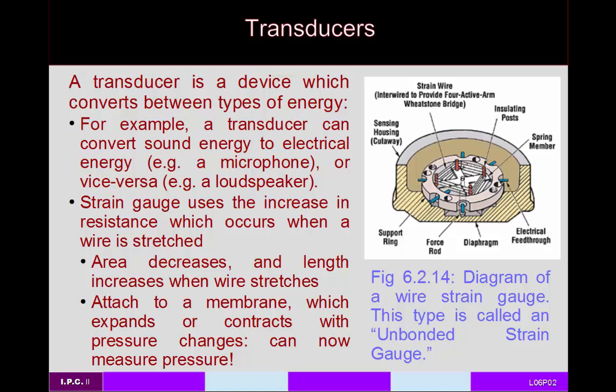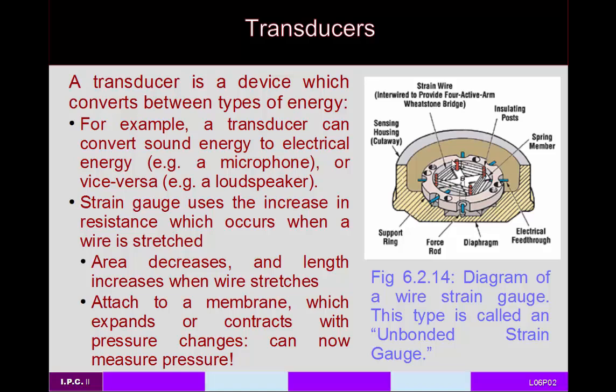Yet another interesting device which is used for DC is called a transducer. What a transducer does is it converts between types of energy. Specifically, we use these to convert between electrical energy and, for example, mechanical energy, or one type of mechanical energy being sound waves. So we can get from sound to electrical signal or from electrical signal to sound. That would be a microphone on the one hand or a loudspeaker on the other.